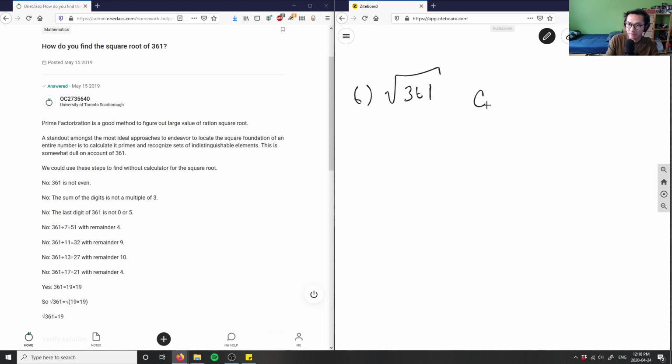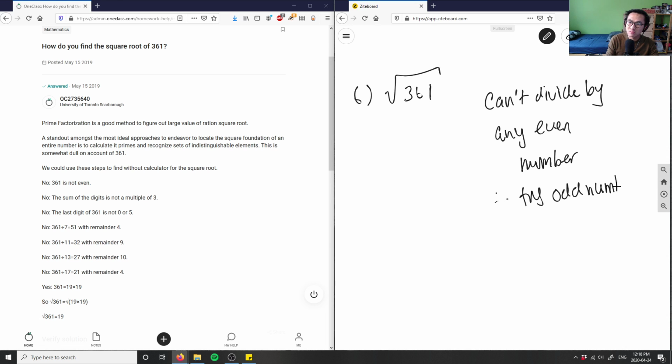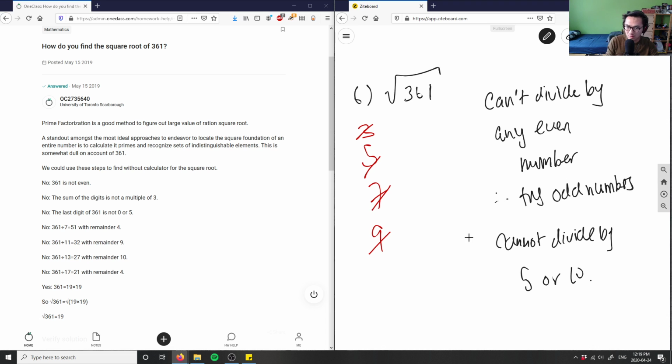That means I can't divide by 8, or by any even number. So I have to try odd numbers. 3 doesn't work. 5 doesn't work. 3 and 5 are exhausted, and 7 was exhausted before. I'm going to try 9 here. 361 divided by 9 would also give me a remainder, so 9 doesn't work. I also can't divide by 10, because my last digit is not 0 or 5. So 9 doesn't work. Let me try 11.